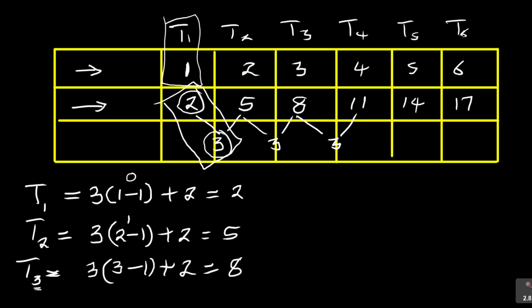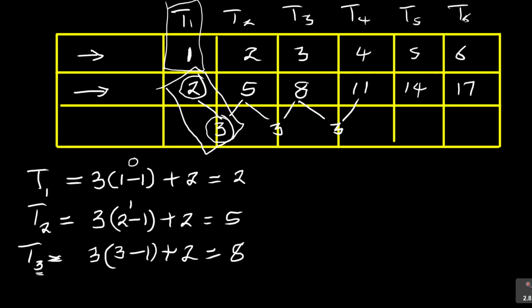You can continue further. This thing can continue further. And then you can have your T4, which will be equal to what? 3 doesn't change. And then 4 minus 1 plus what? Plus 2. And which is equal to what? 4 minus 1 is 3. 3 times 3, 9. 9, 10, 11. So this is what you are having.